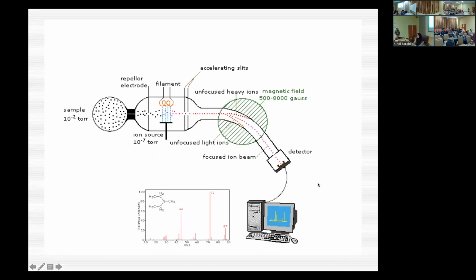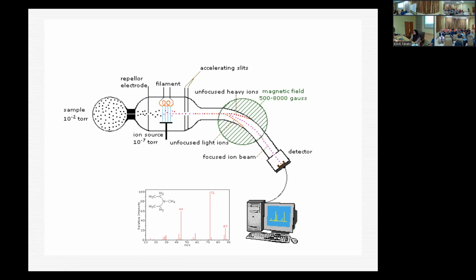Nah, ini yang lebih detail, ini sampel yang dalam tekanan rendah, karena ada filamen. Ini adalah elektroda, ini ada slit untuk mempercepat. Ini adalah unfocus ion-ion logam yang berat. Magnetic field-nya itu 5.500 sampai dengan 800 Gauss. Kemudian ini dibelokkan dan ini adalah ion fokus beam. Kemudian masuk ke suatu detektor.